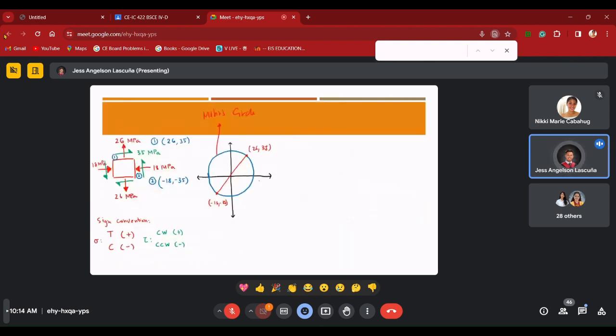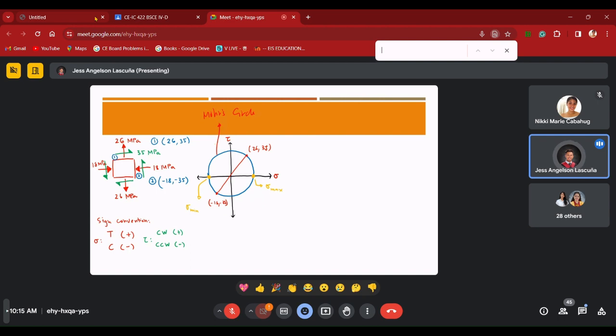Based on this graph, the x-axis is the normal stress and the y-axis is the shear stress. So there are two points with zero shear, right? At this point, the shear is zero, and another one here. Both are called principal stresses. This one is your maximum principal stress, and the other is your minimum principal stress.